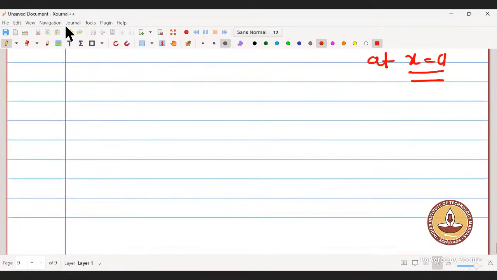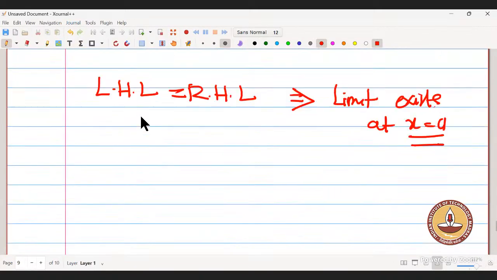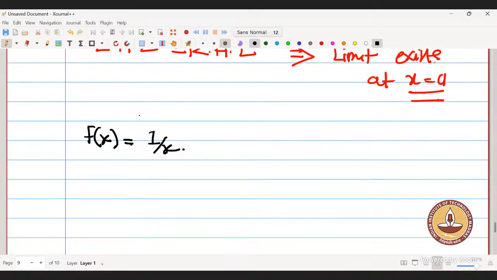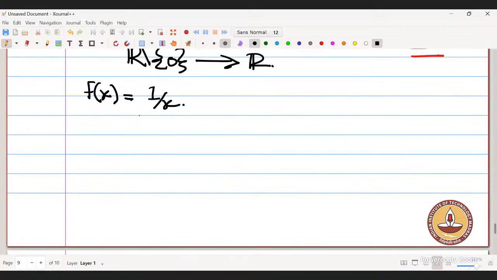Let me give you a few examples. Now, you consider this one: 1 by x. What is the domain of this function? I can take this function as a map from R minus 0 to R, right? So what I want to check is the limit of the function.